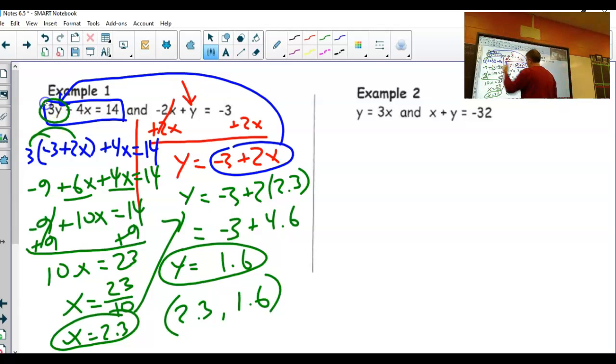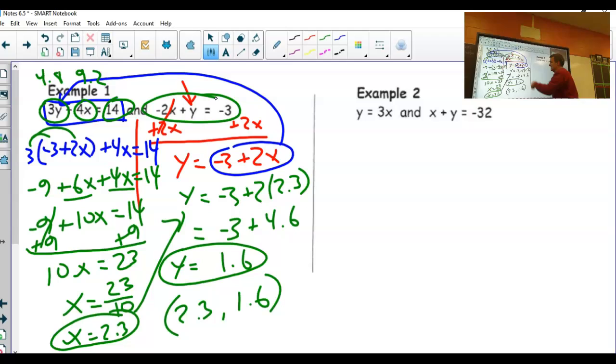Does 3 times 1.6, that would be 4.8. And 4 times 2.3, that would be 9.2. That does add up to 14, so that works. And this one must work also because I did the equation right there. I guess that is the answer. That one would have been a hard one to figure out by graphing, that's for sure.